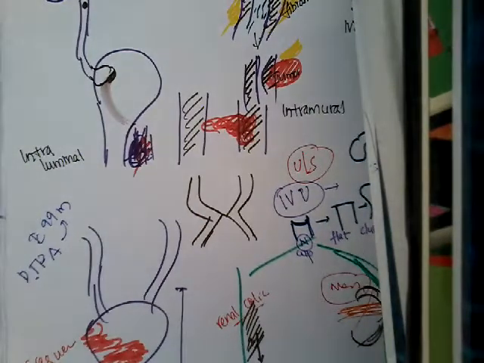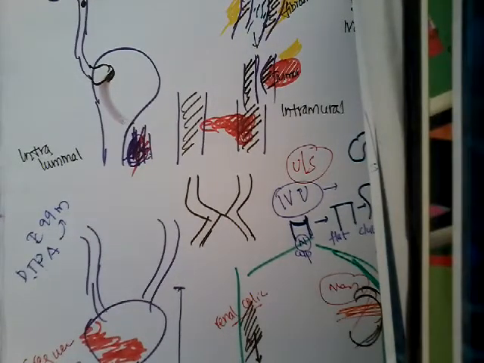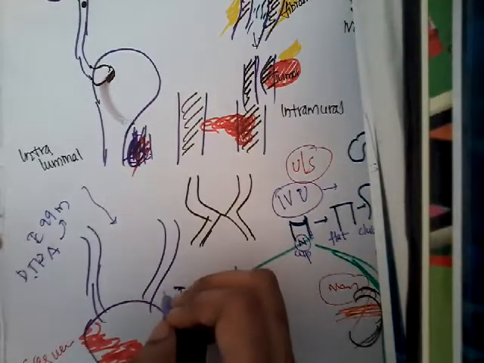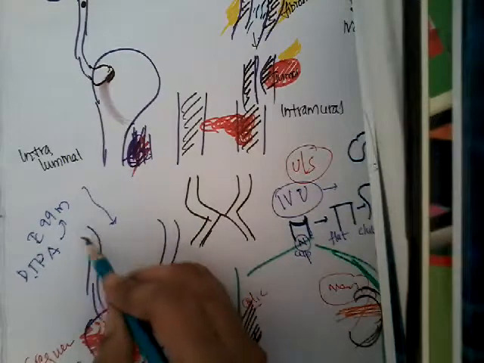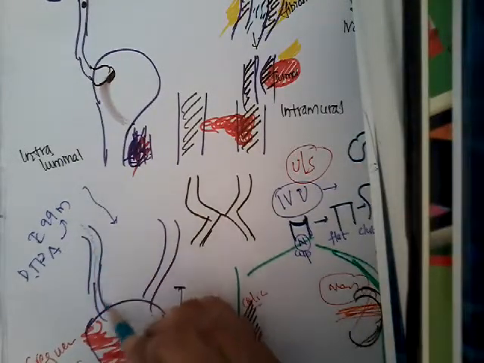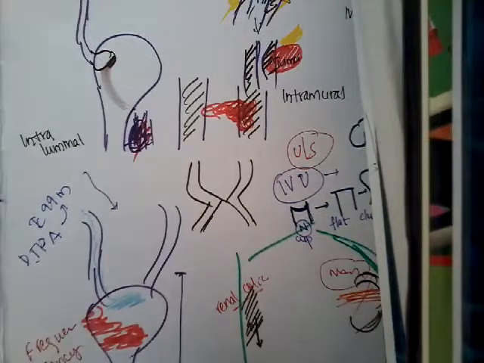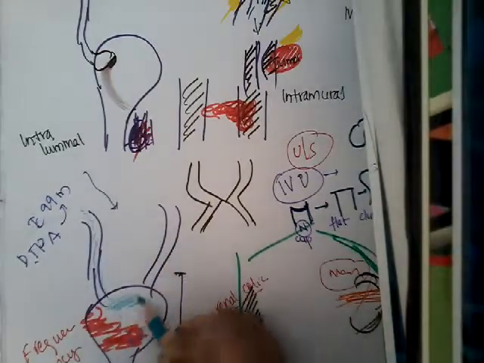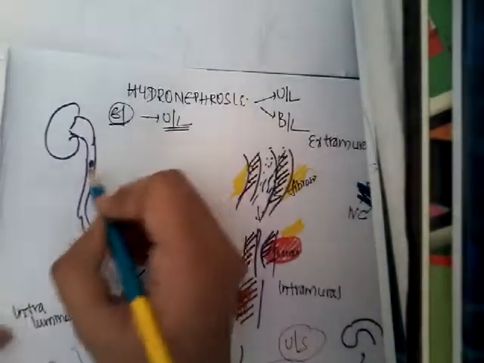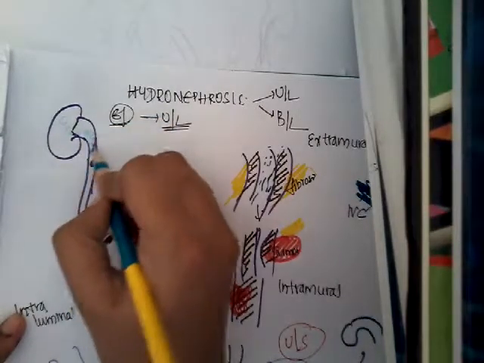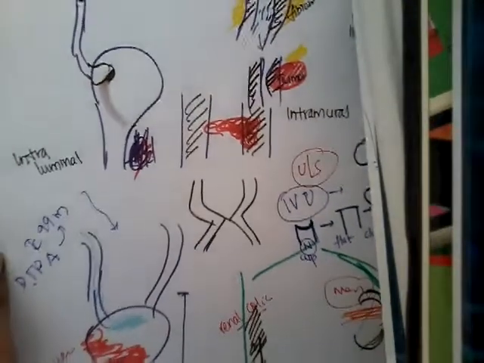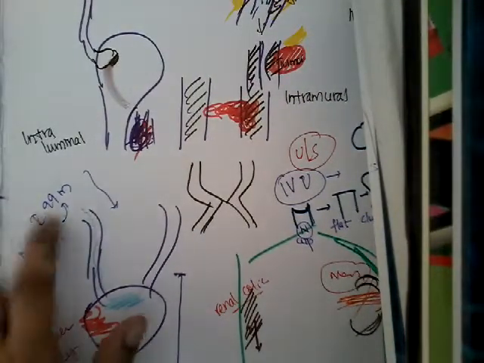So this isotope is given, and then you have to see whether it is cleared by the kidney or not. Normally, it is cleared from the kidney. But here, because there is obstruction, it comes and is accumulated because it is not going to come out. So just before the site of the obstruction, you can see accumulation of the substance, which is DTPA technetium 99m.